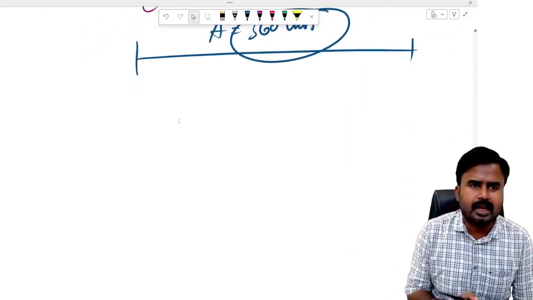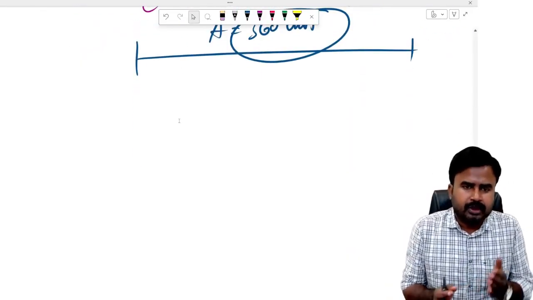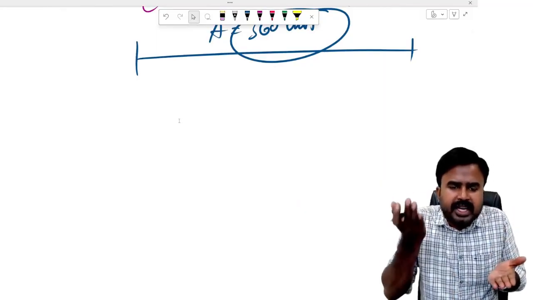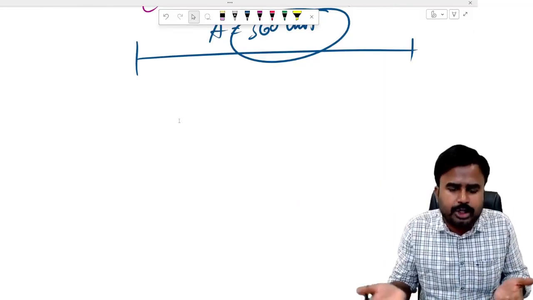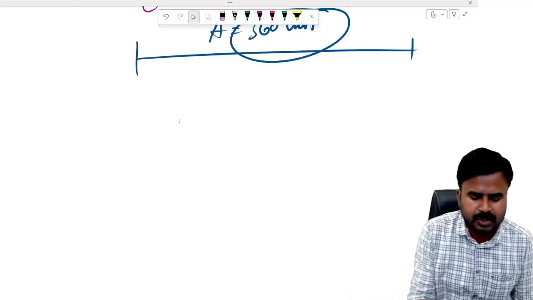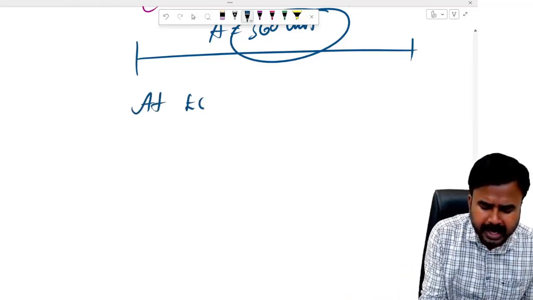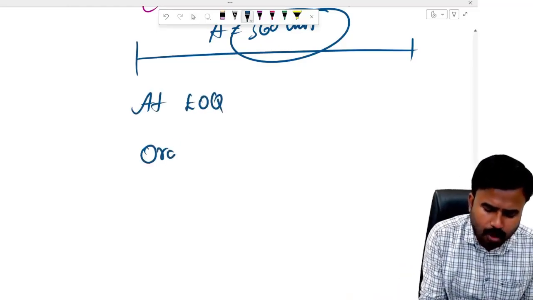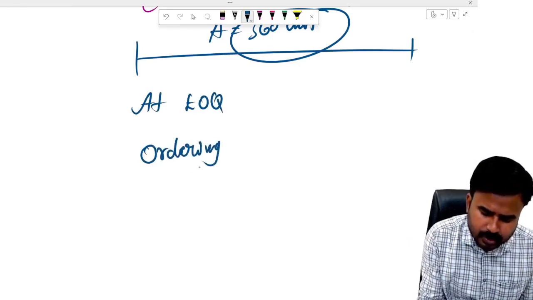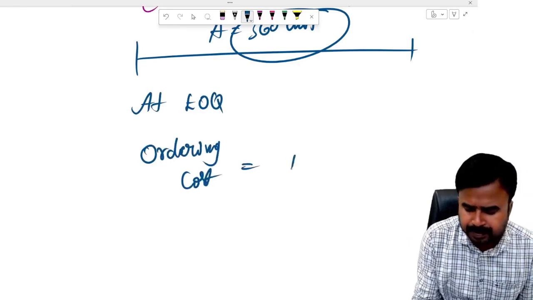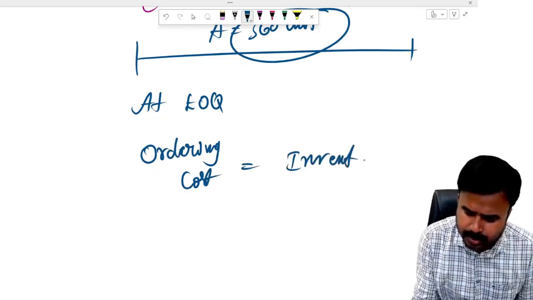How can I fix this economic ordering quantity? The ordering cost should be minimum. The inventory carrying cost should be minimum. So that means I should equate these two expenses. At EOQ, two expenses must be equal: that is, ordering cost and inventory carrying cost. Ordering cost should be equal to inventory carrying cost, dear students.